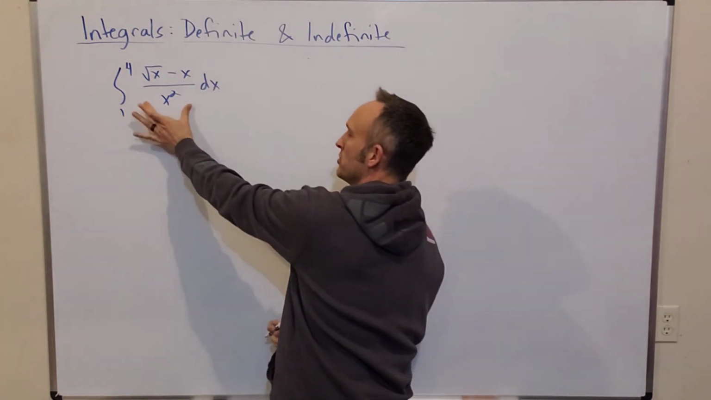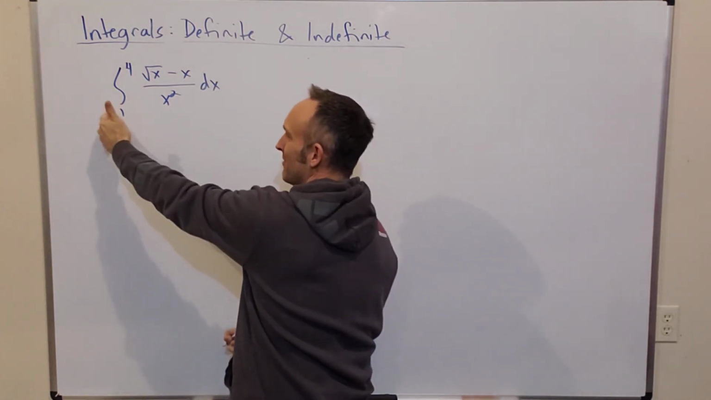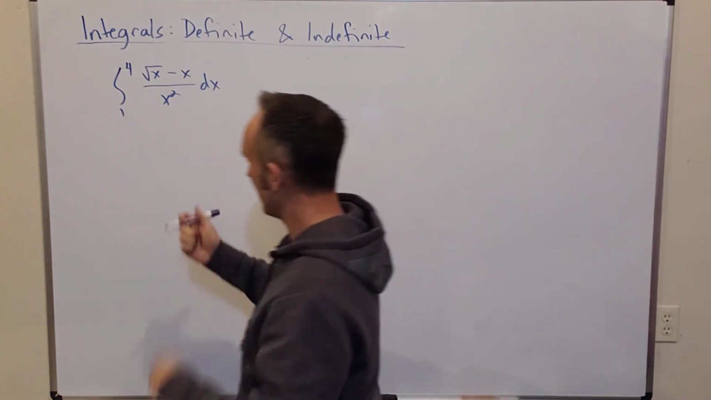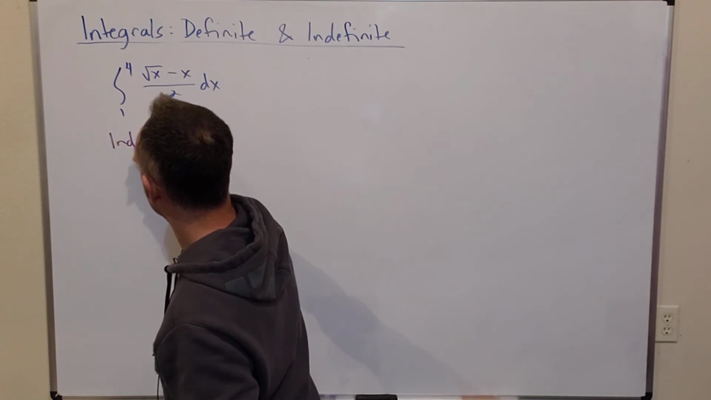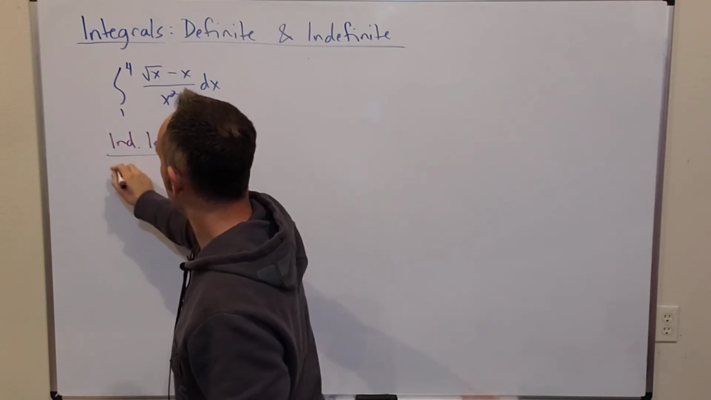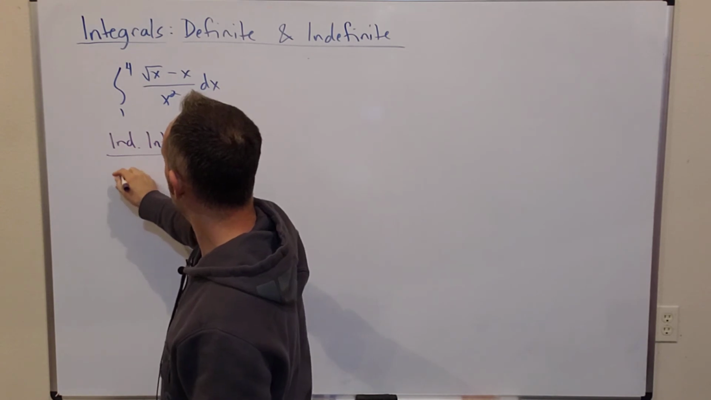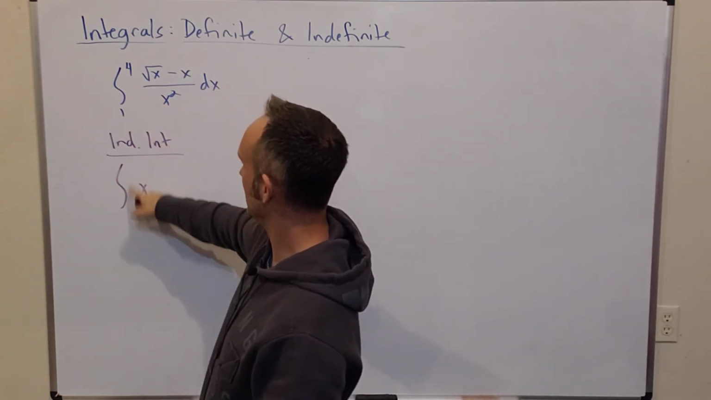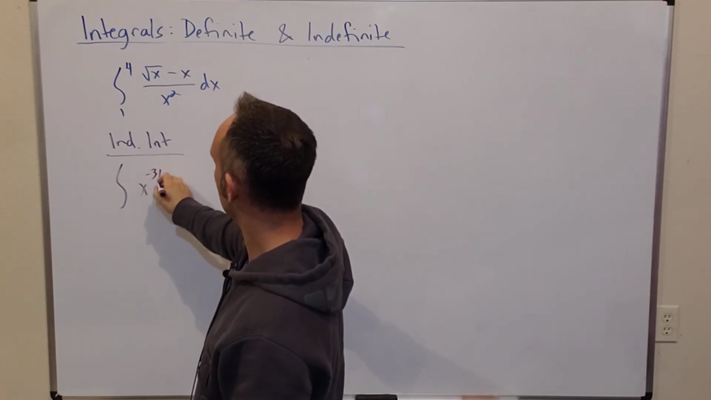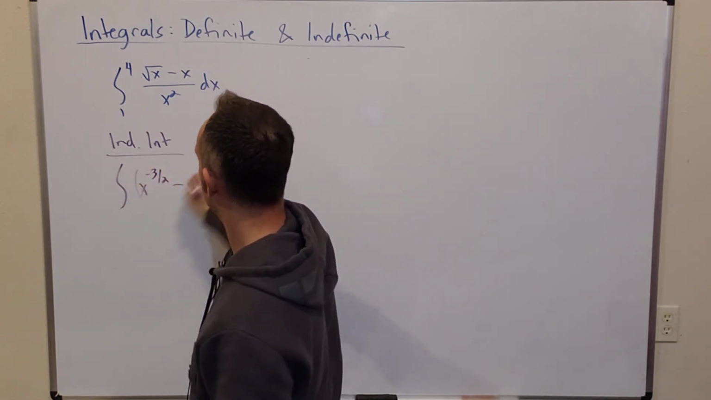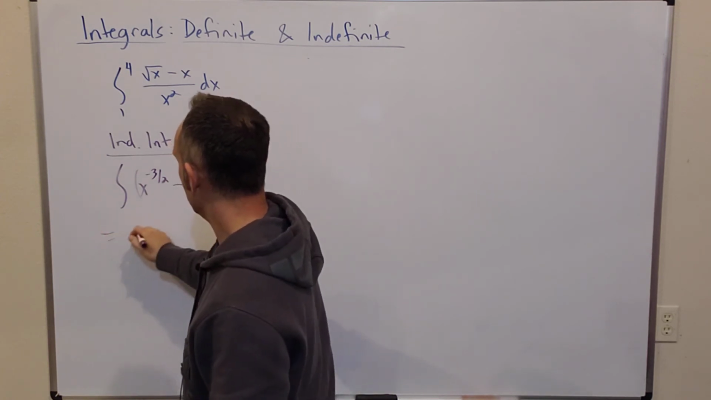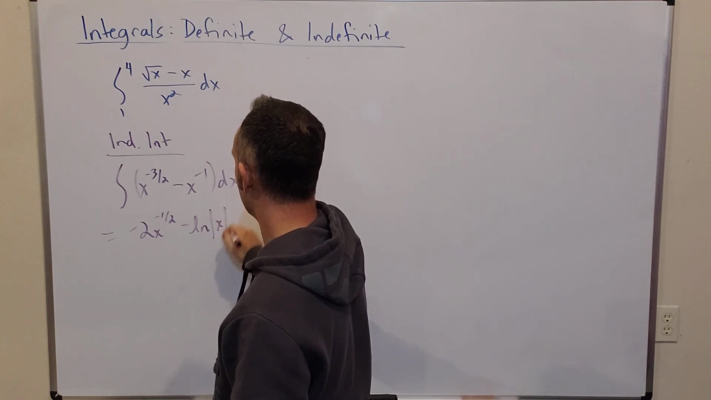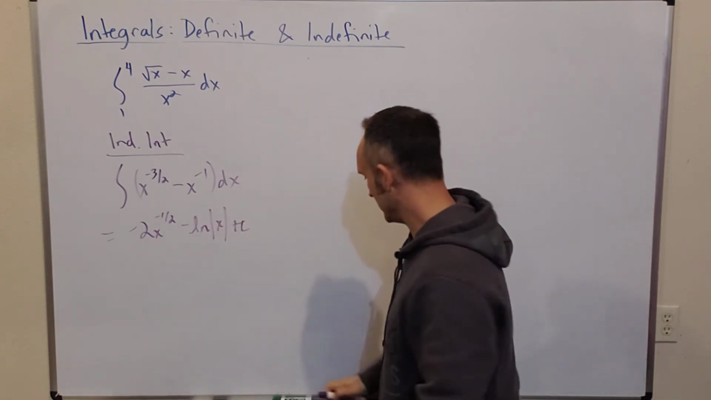And you could use the indefinite integral to help you here. So you might start by looking at the indefinite integral first. So the indefinite integral would be the integral from nowhere to nowhere, right? It's just any limits apply. And you get x to the negative 3/2 minus x to the negative 1 dx. And so you get negative 2 x to the negative 1/2 minus the natural log of the absolute value of x plus c. There's your indefinite integral.